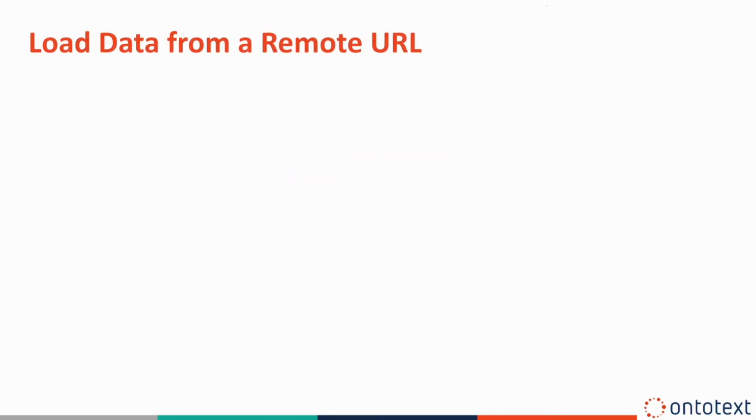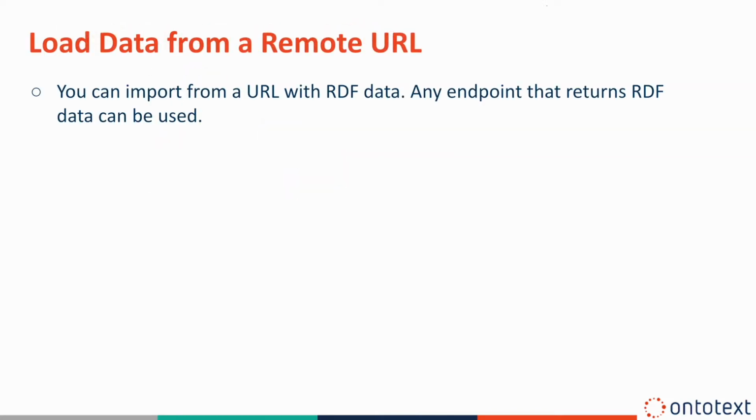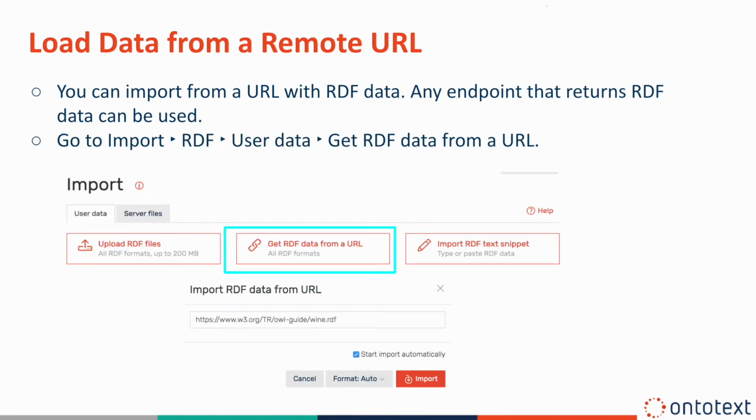Another way to load data is to import it from a remote URL. First select Import, then RDF. Then from the User Data tab, click on Get RDF Data from a URL. Provide the URL for the data and click Import.